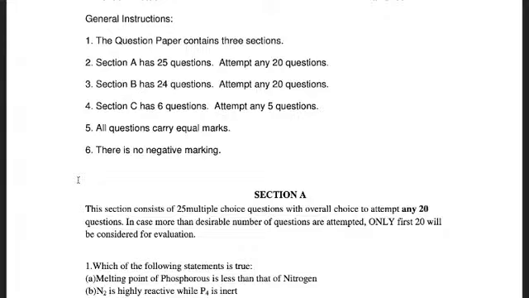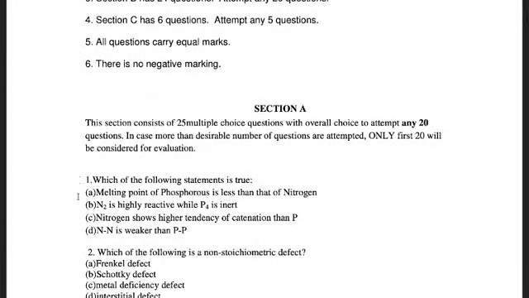Question number 1. Which of the following statements is true? A. Melting point of phosphorus is less than that of nitrogen. B. N2 is highly reactive while P4 is inert. C. Nitrogen shows higher tendency to catenation than P. D. N-N is weaker than P-P. Correct. The answer is option D.